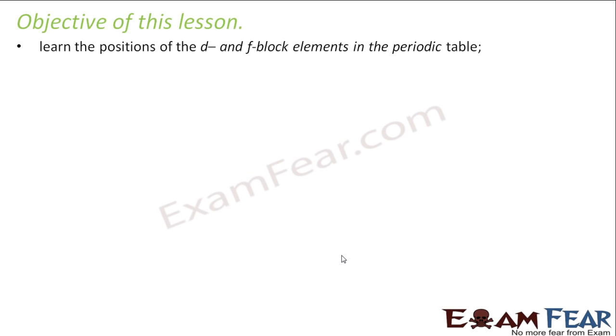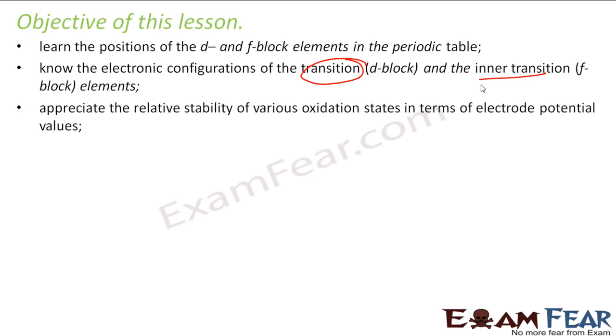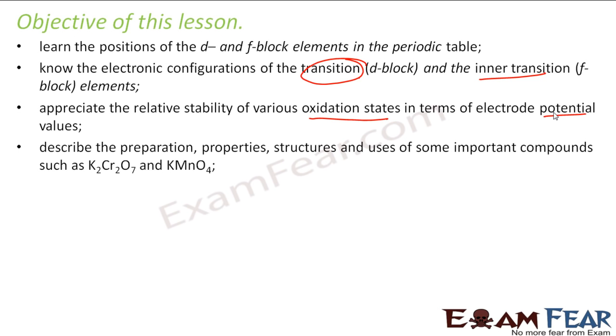The objective of this lesson is to learn the position of D and F block elements in the periodic table. We'll know the electronic configurations of the D block elements, also called transition elements, and F block elements, also called inner transition elements. We'll appreciate the stability of various oxidation states, and we'll try to understand the stability of various oxidation states in terms of standard electrode potential.